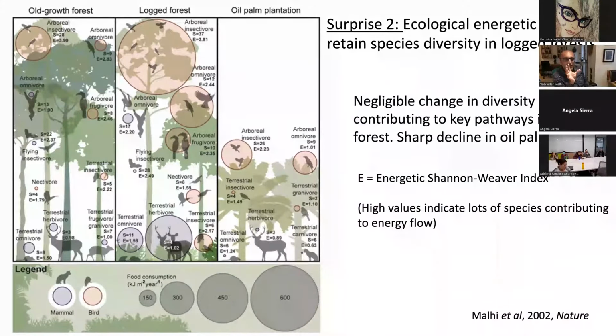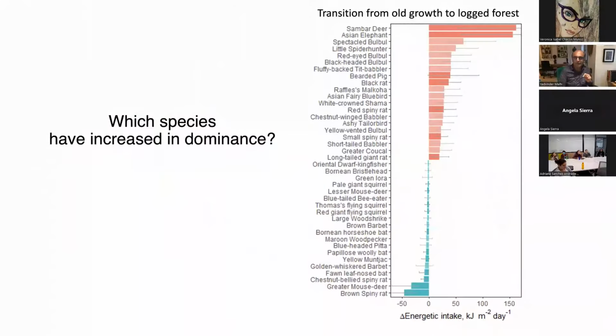And what we found is that the species diversity, the number of species contributing to the energy flow, the S numbers in these diagrams, didn't decline in the logged forest. So it wasn't just as if a few generalists were taking over. It was a high diversity of species contributing to the energy flow in each of the guilds. You can see the arboreal insectivorous birds here, the size of the circle is the amount of energy flow. You can see the terrestrial herbivores here, quite small in the old growth forest, quite a large number in the logged forest before everything collapses in the oil palm plantation. So we're seeing lots of diversity in each of these guilds supporting the energy flow. And so this could also still be negative.